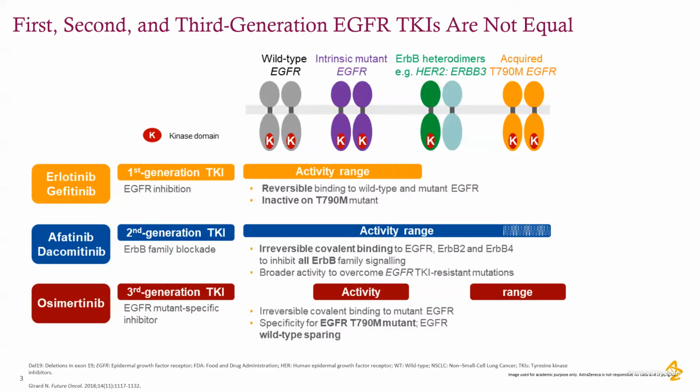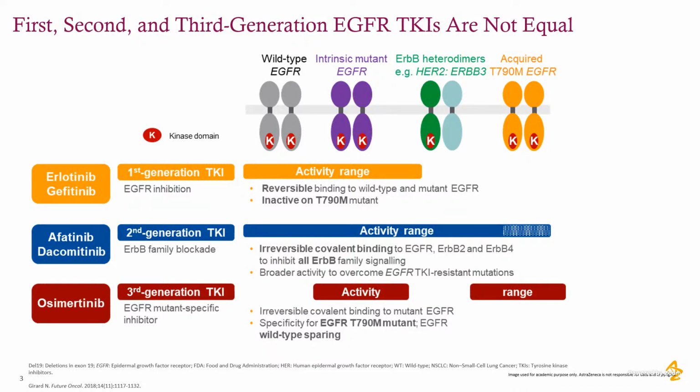In the second generation, we have afatinib and dacomitinib. They cause blockade of the ERB family, with irreversible covalent binding to EGFR, ERB2, and ERB4 to inhibit all ERB family signaling. Broader activity to overcome EGFR TKI resistant mutations. When afatinib came to the market, we were told that this is a drug that penetrates the blood-brain barrier and is effective in brain mets. But ultimately, we have found that it is not that effective.